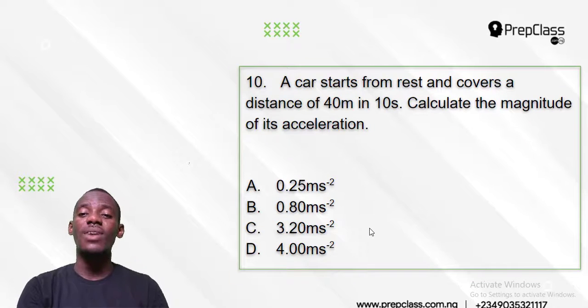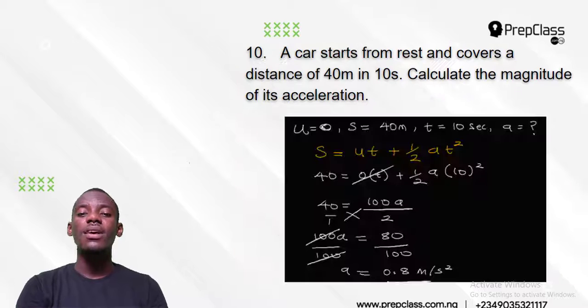Number 10. A car starts from rest and covers a distance of 40 meters in 10 seconds. Calculate the magnitude of the acceleration. This is also a motion question, right? So you use the motion formula. From rest means that the initial velocity is 0. If something is resting, that means its speed at that point is 0, so the u, initial velocity, is 0, then the distance is 40 meters, time is 10 seconds.